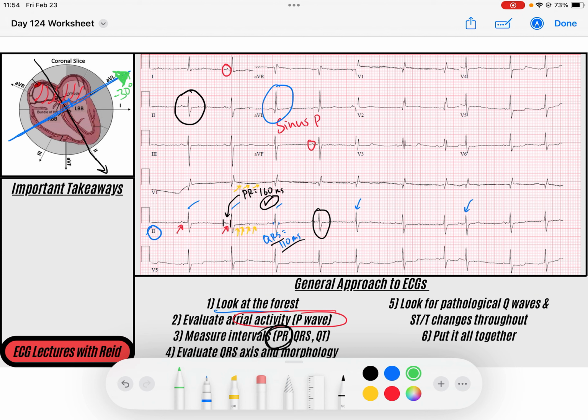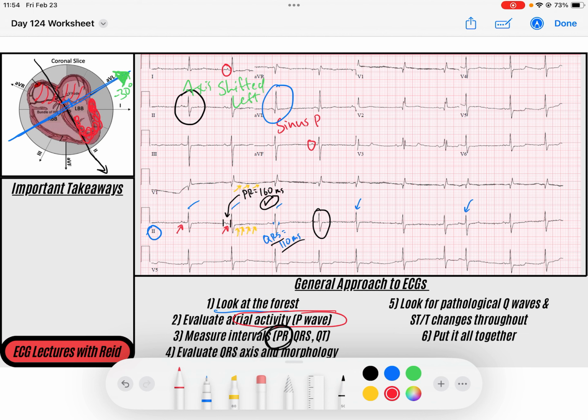So right on the border of left axis deviation, left axis shift, but regardless, the axis is shifted left, right? Our axis is definitely shifted to the left, right? What are causes of a left axis type of shift with a narrow complex rhythm? I think of maybe left ventricular hypertrophy, right? If my left ventricular myocardium is really bulky, then we'll draw a signal that direction.